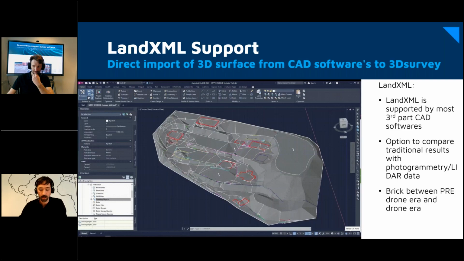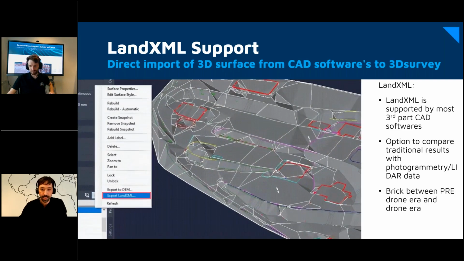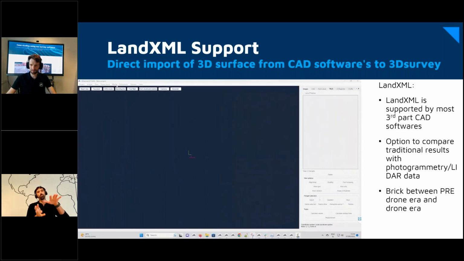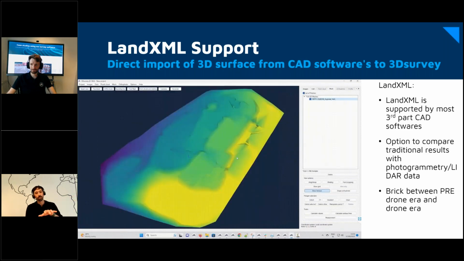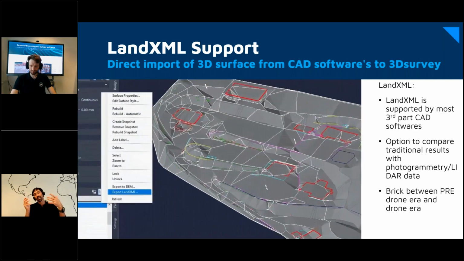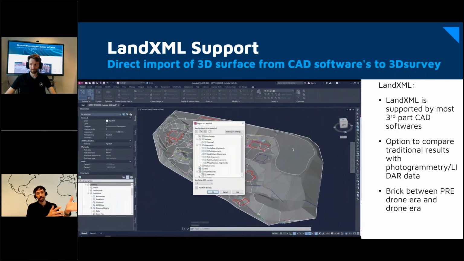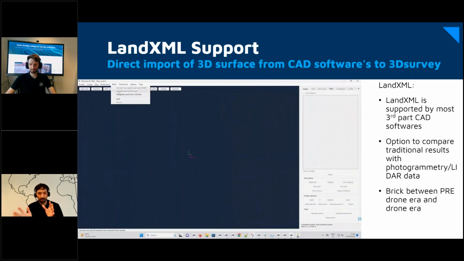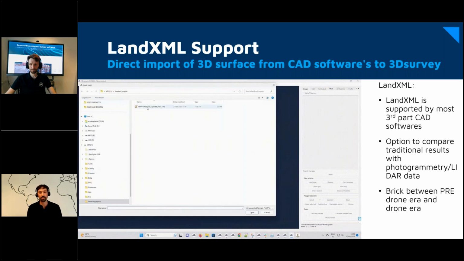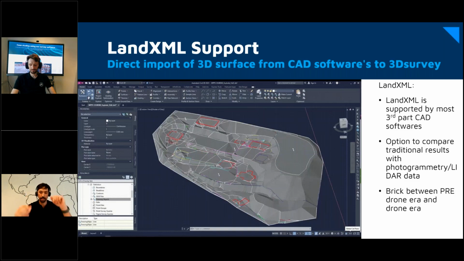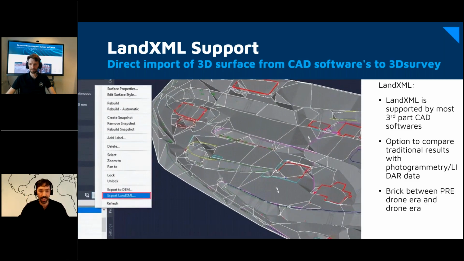Okay, so another great improvement. Before, it was super painful. You needed to export points from the third-party CAD software, import those points into 3D survey, do the TIN calculation, and maybe the TIN was not the same as in the third-party CAD software and so on. Now this is solved. If you are exchanging data from traditional CAD software with photogrammetry software like 3D survey, this is now finished and super nice.